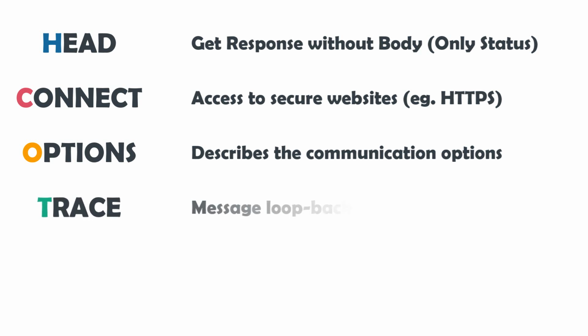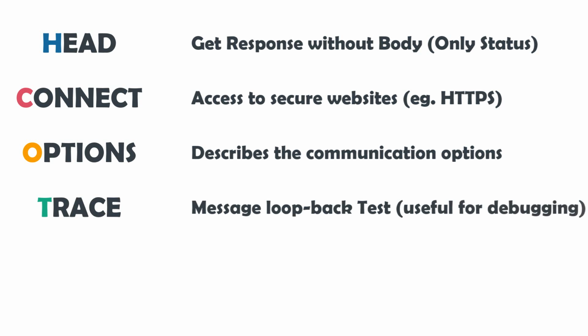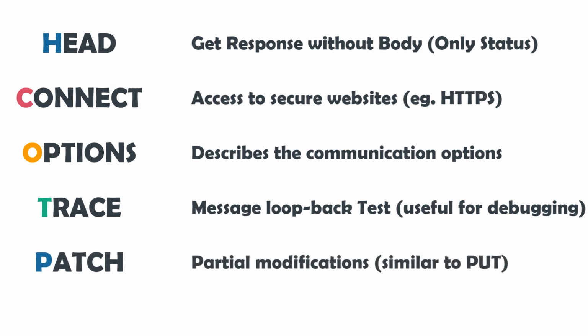Trace. The trace method performs a message loopback test along the path to the target resource. This method provides a useful debugging mechanism. Patch. The patch method applies partial modifications to a resource. It's similar to the put method, but the put method is more general.